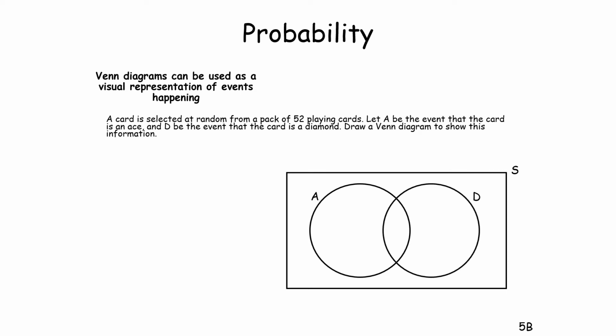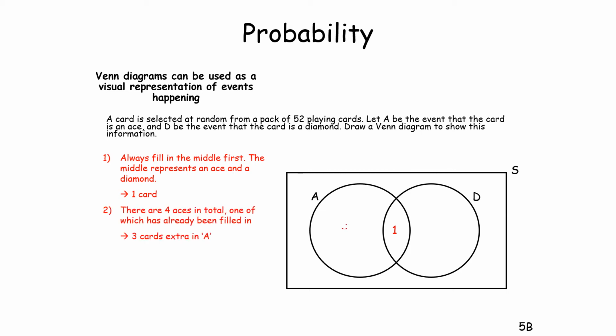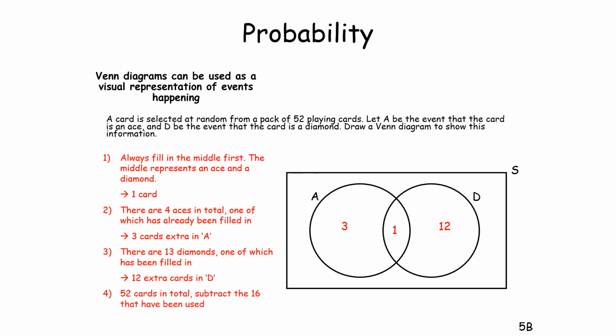So this is the A for the ace, D for diamond. There's only one card that's the ace of diamonds, so we'll put the 1 in the middle. There are 4 aces, but since we've already put one ace of diamonds, there are 3 more aces left. That's where the 3 here comes from. And there are 13 of each suit of playing cards, so D is 13, but since we put 1 here, we have another 12 there.